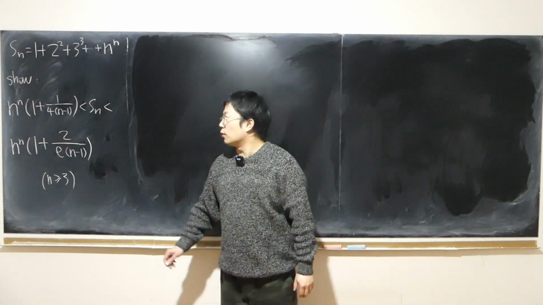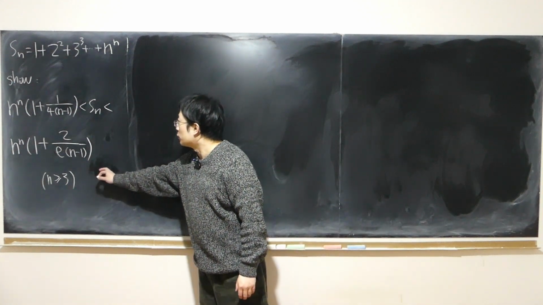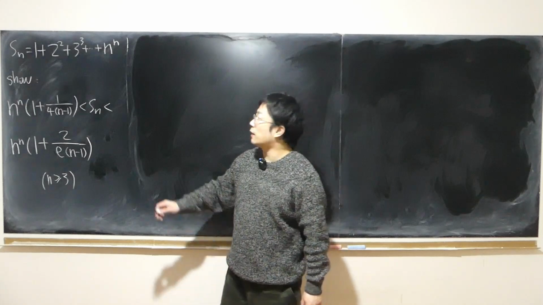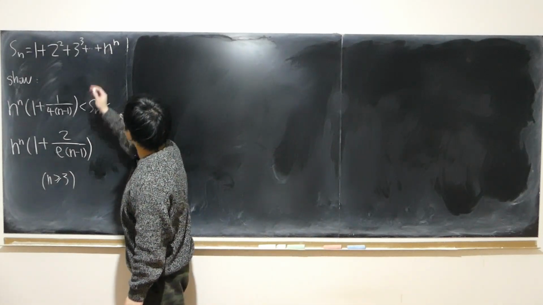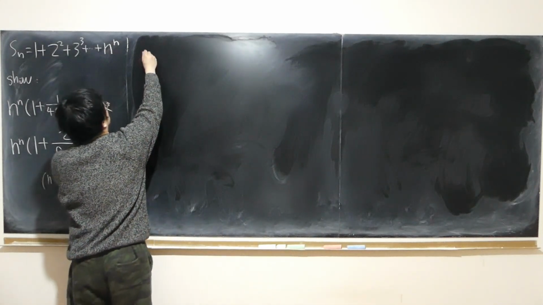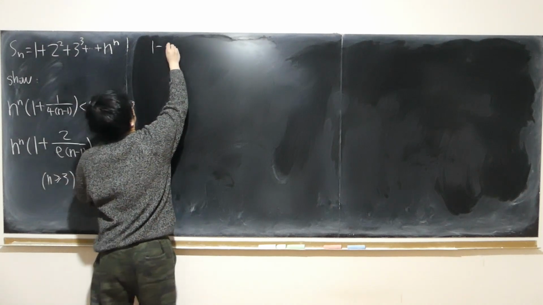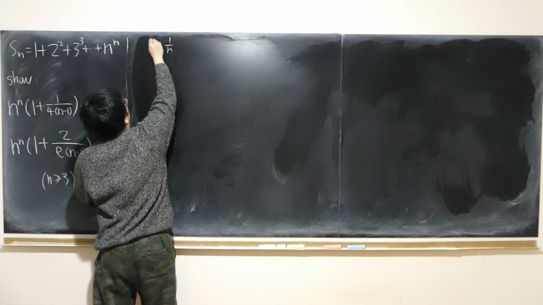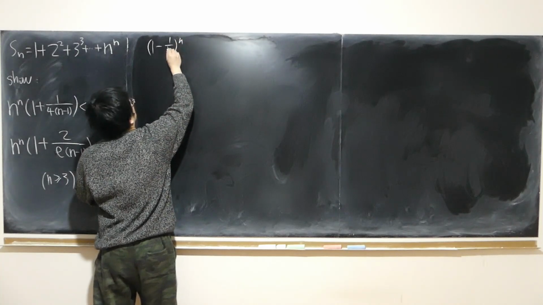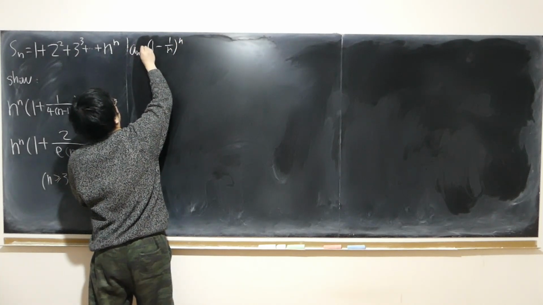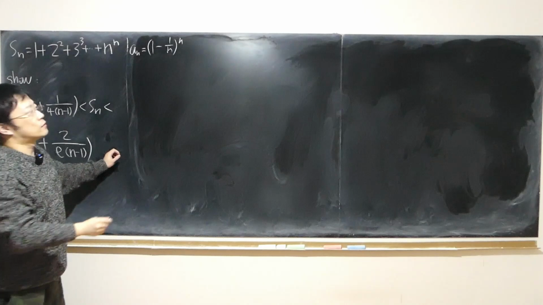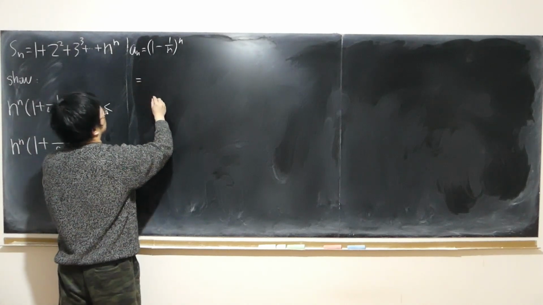To show this inequality is true when n is bigger than or equal to 3, here we denote Sn as this sum. Okay, so first let's look into this. So (1 - 1/n)^n we denote as an. This sequence, let me see.